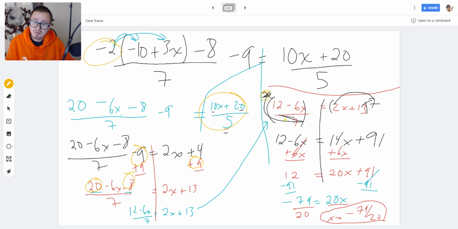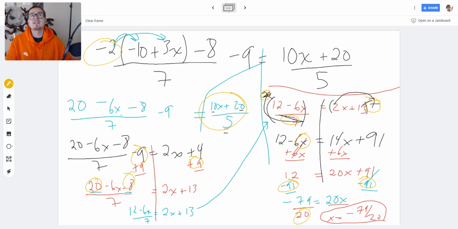Fifth step, distributive property, multiplying by 7. Sixth step, get x's on one side. Seventh step, subtract 91 on both sides. Eighth step, divide by 20 on both sides. We went from 6 to 8.